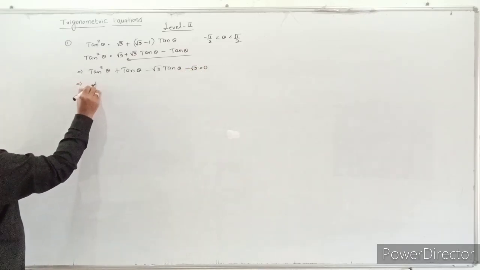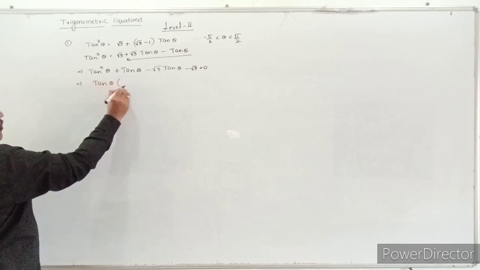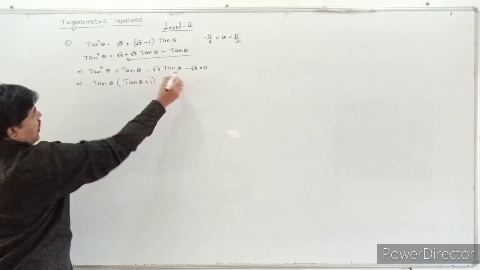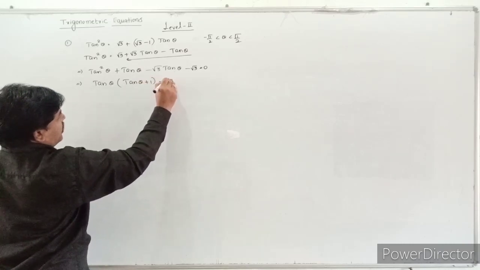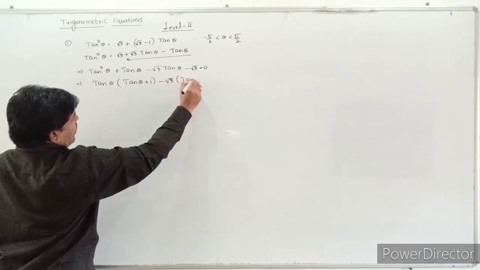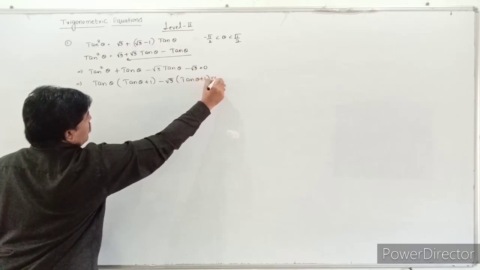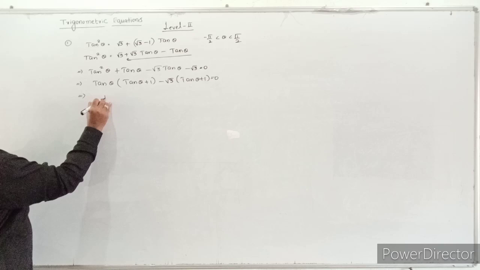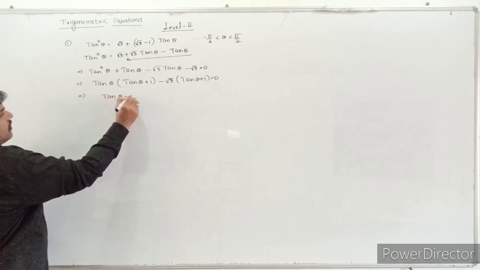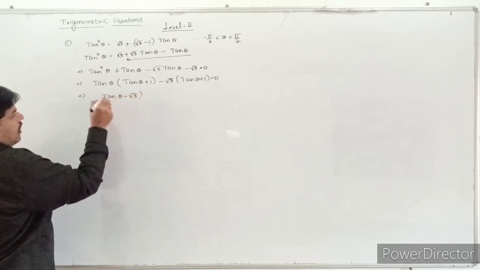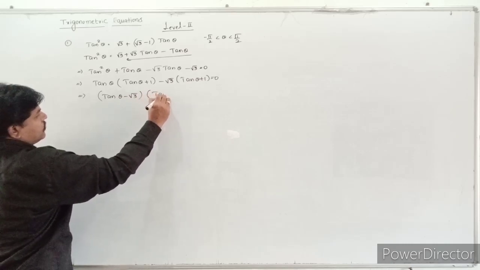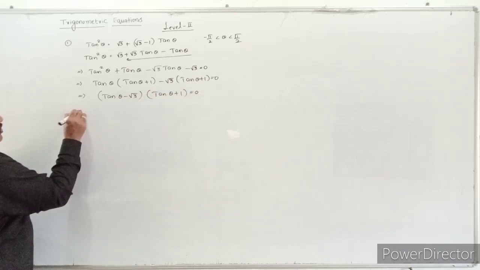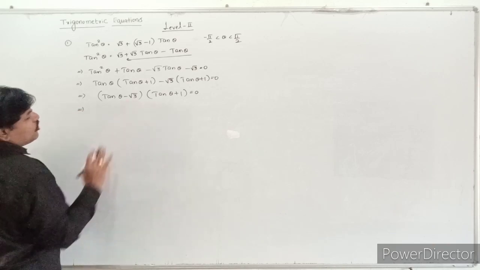So what will we take common here? I will take tan θ common, so it will become tan θ + 1. And here we will take −√3 common, so it will become (tan θ + 1) = 0. So what we will do: that implies (tan θ − √3)(tan θ + 1) = 0. So that implies a × b = 0.